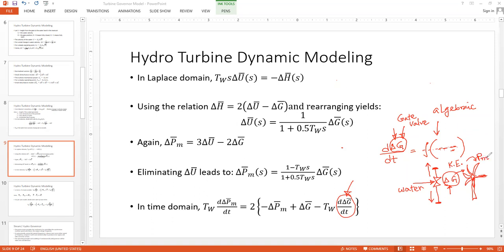Is it clear? The energy flow from the water is the kinetic energy that is coming out. You can control the kinetic energy through the use of the gate valve positioning. Once you get more kinetic energy, what will happen? The blades will start to rotate at a higher velocity, so that will give you more mechanical energy output from the turbine. So by controlling the gate valve over here, we are in a sense controlling the PM.